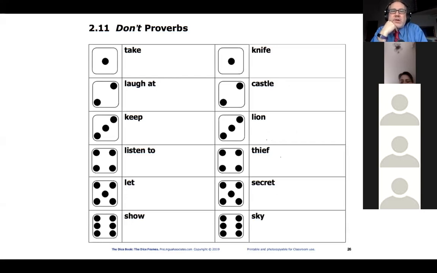Okay, so let me try. I'm going to roll 2 times here. Again, students would roll 2 times in their groups. So my first roll is a 3, keep. My second roll is a 5, secret. Well, those two go together perfectly. So my sentence is going to be, don't keep secrets with the lady who works for the telephone company.